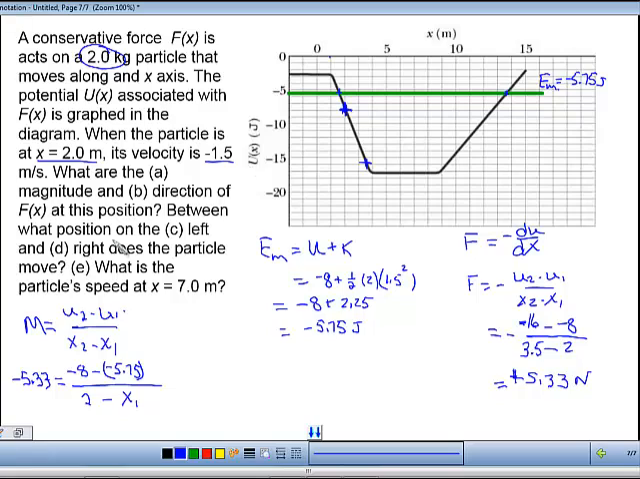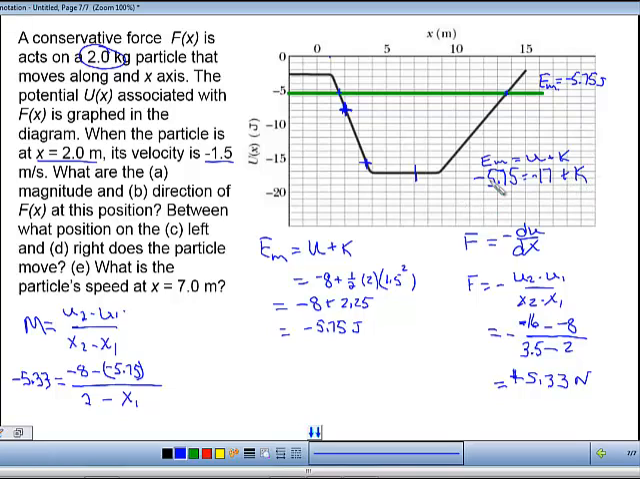Now, what is the speed at x equals 7 meters? Well, 7 meters is right here. And it says that we have, let's see, 5, 10, 15, negative 17 joules of potential energy. So if we have a negative 5.75 joules of mechanical energy, and we have a negative 17 joules of potential energy, what's our kinetic energy?